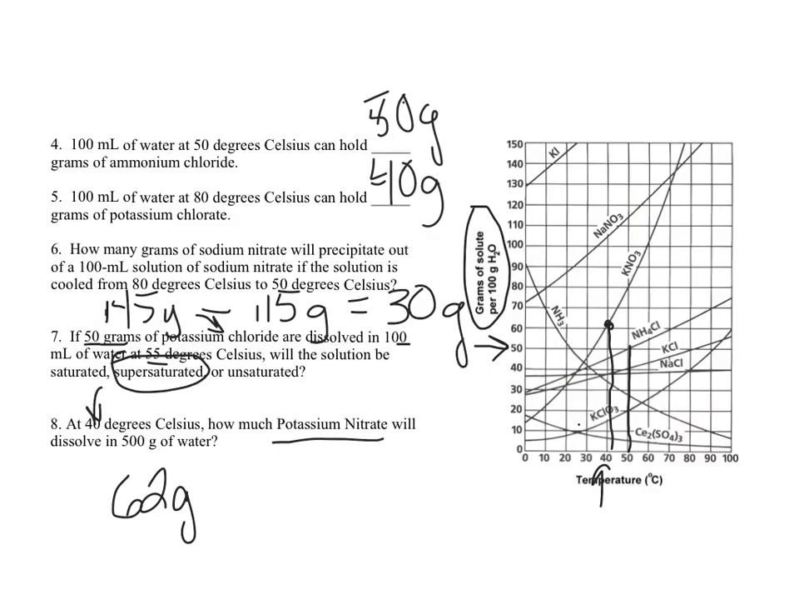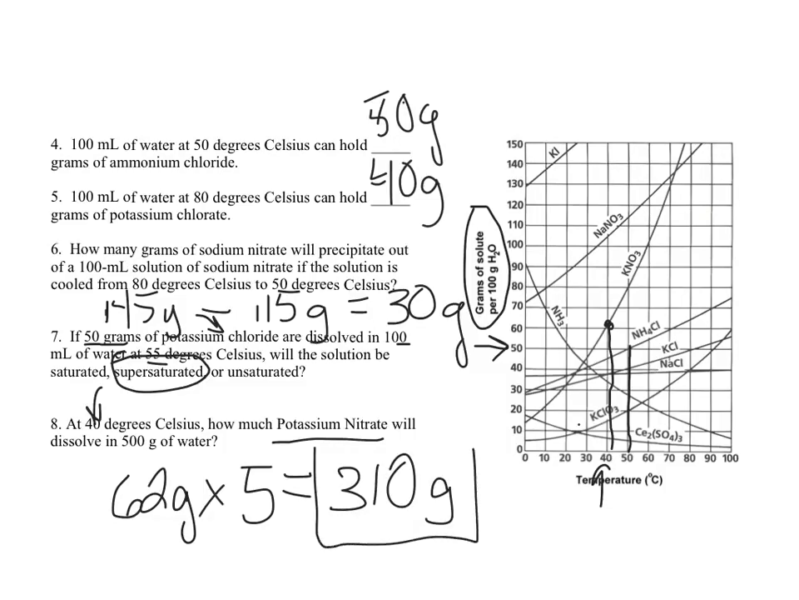But in my question, it says that I have 500 grams of water. So I'm going to take my 62 and multiply it by 5 because I have 5 times as much solvent. I can dissolve 5 times as much solute, which, if my math is right, tells me I can dissolve 310 grams of potassium nitrate. Again, 5 times as much solvent means 5 times as much solute. So there you go, solutions and solubility curves, learning target 14A, done.